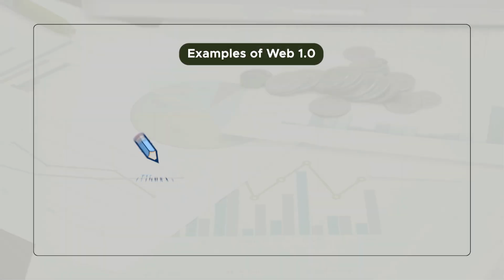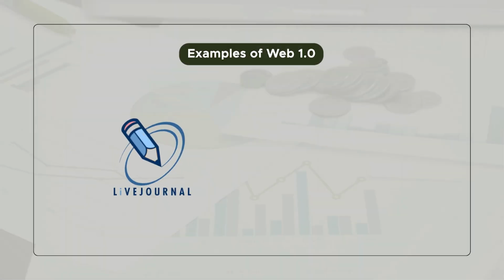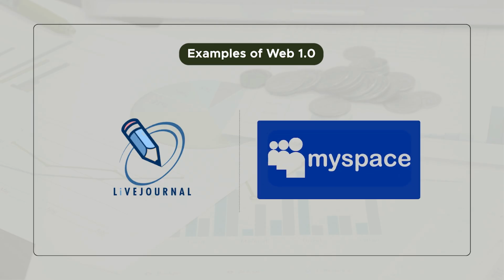Examples are LiveJournal, a very early blogging platform, or MySpace. This is a precursor to Facebook, to modern social media, in case you are familiar with it. Basically, it allowed businesses to establish an online presence, although mostly in the form of an online brochure. So companies, instead of a physical brochure, would put the information on the web page and people could access it there. That is an example of Web 1.0.